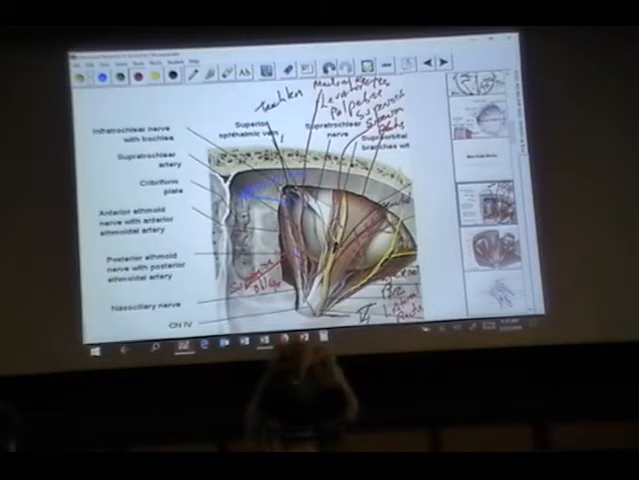Do you mind outlining the trochlea? Trochlea? Yeah. Okay, that is right here. Okay, thank you. And then the nerve that innervates the superior oblique comes in here too.